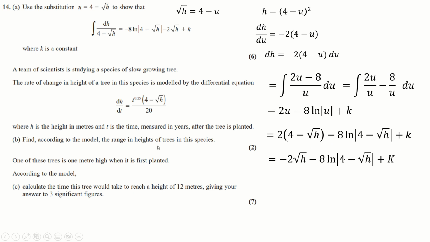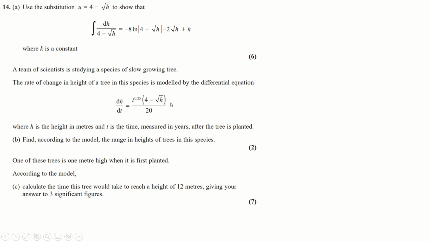Find, according to the model, the range of heights of this species. Now, I feel like a lot of people would not have picked up these 2 marks because you have to think it through a little bit. But essentially, this tree is just growing in height. So therefore, dh by dt, the rate of growth, has got to be positive because it's just growing, it's not shrinking. And so therefore, this whole thing has got to be greater than 0.